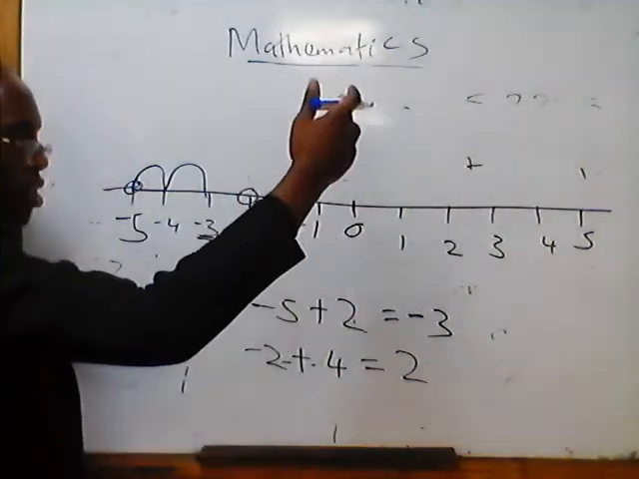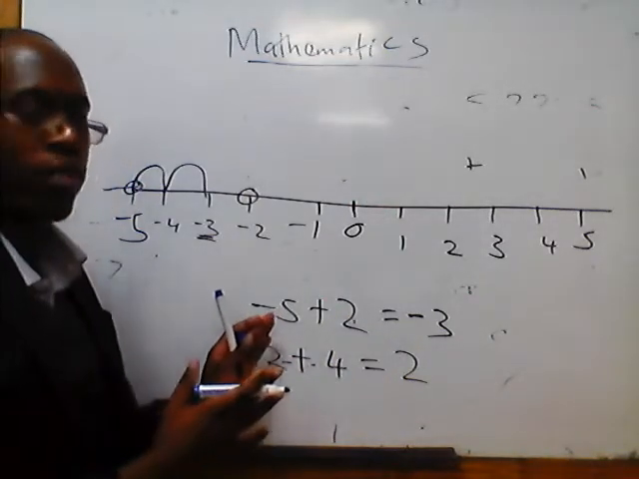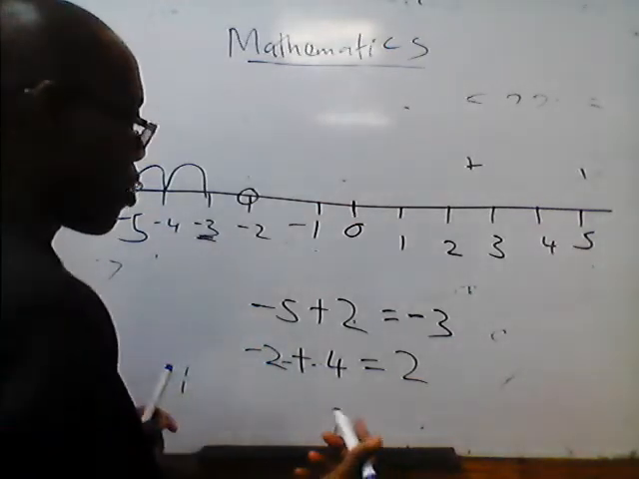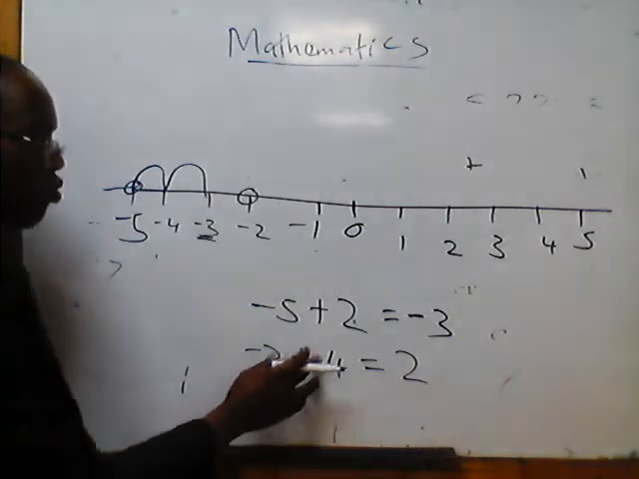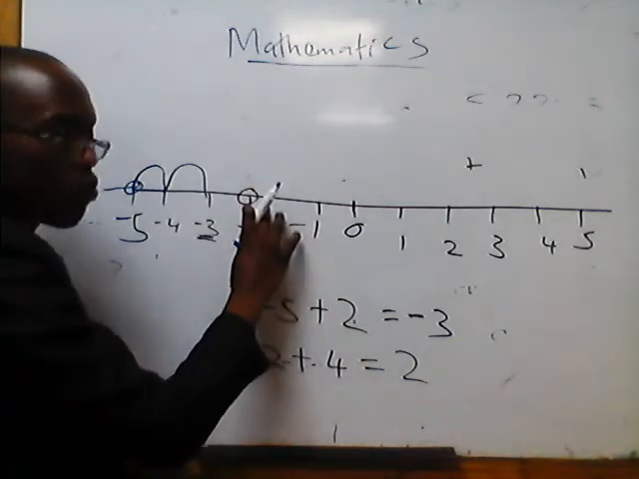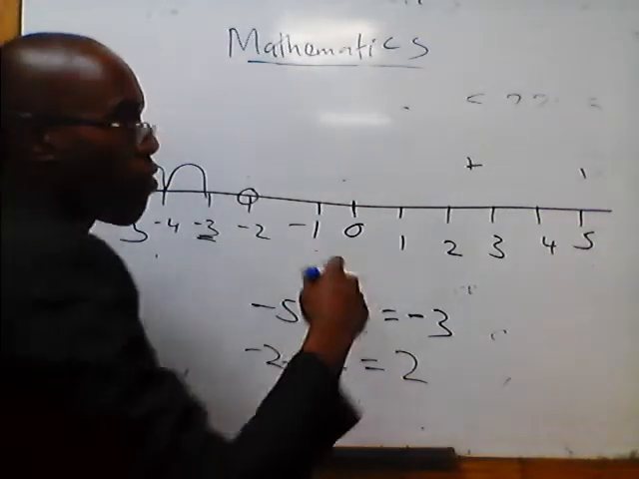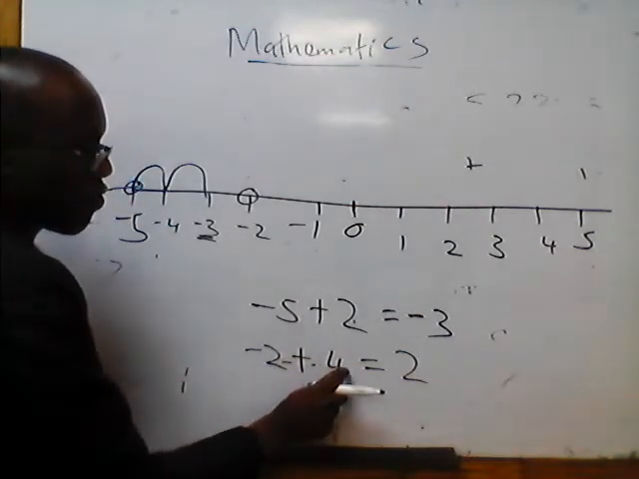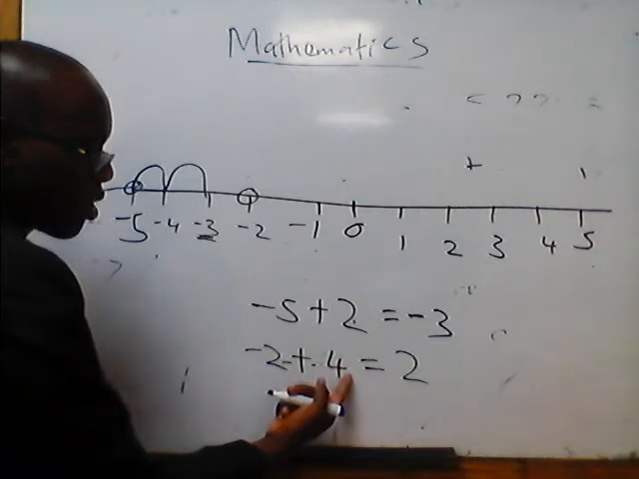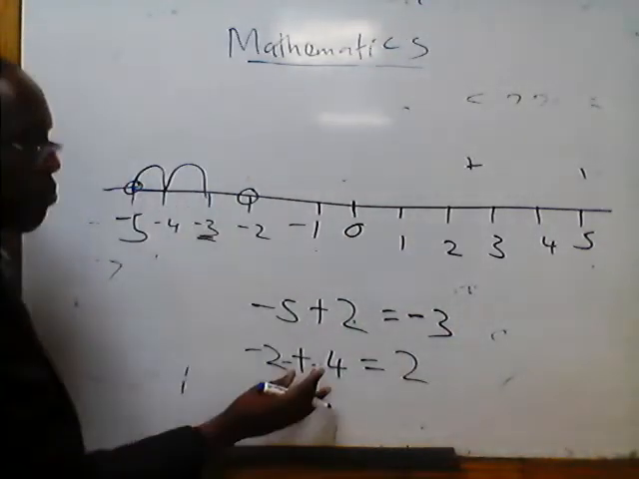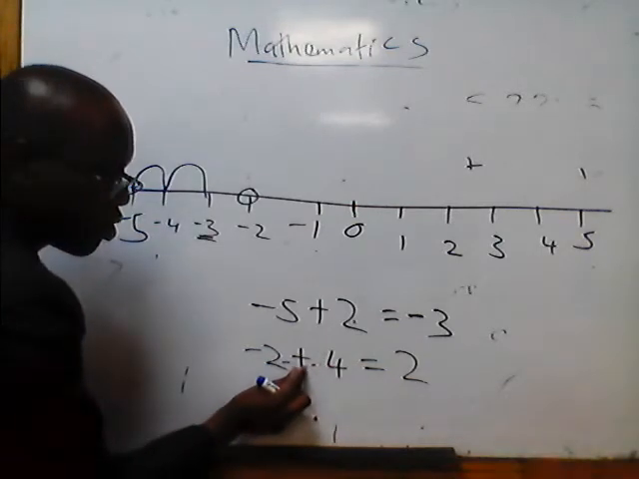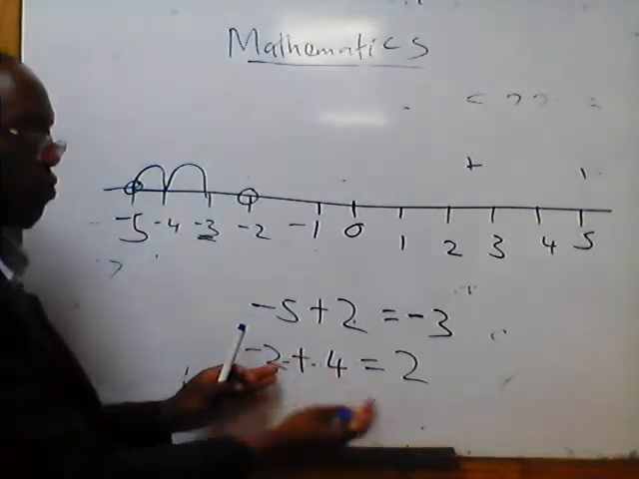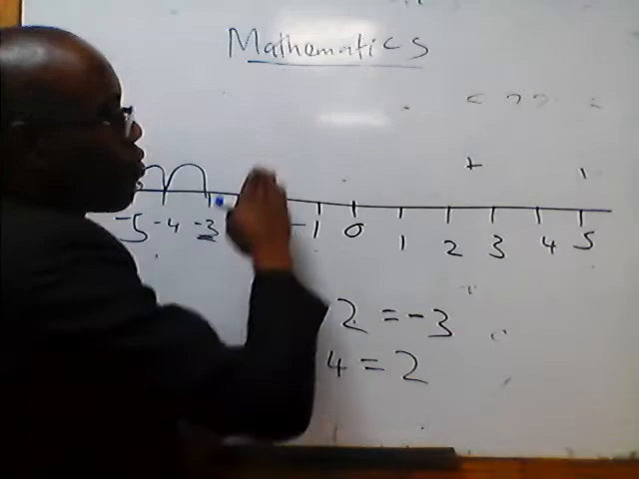You always move towards the positive side most of the time, depending on the question you have been given. If it's maybe 2 minus 5, it's going to be a different kind of scenario, but you are going to do it so that you can understand it. So -2 plus 4: you come to -2, and then you move 4 steps towards the right hand side because it is +4, which means we move towards the positive side. If it's a negative, we will move towards the negative side. If it is a positive, we will move towards the positive side.